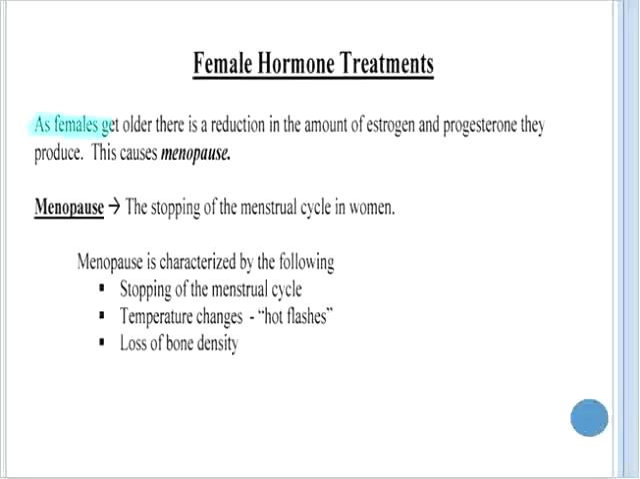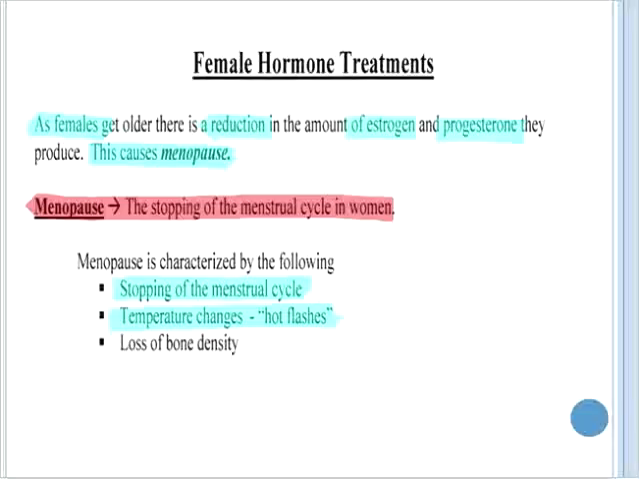As females get older, there will be a reduction in the amount of estrogen and progesterone that they produce. This is called menopause. Menopause, by definition, is the stopping of the menstrual cycle in women. It is characterized by the following: cessation, stopping of the menstrual cycle, body temperature changes, hot flashes, and a loss of bone density.